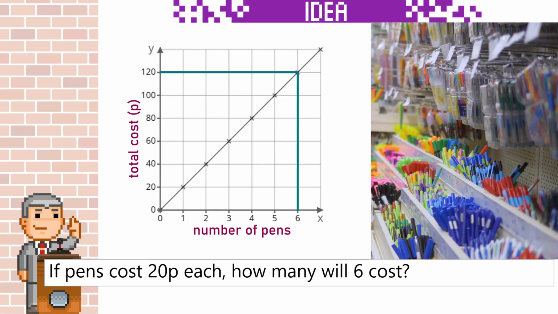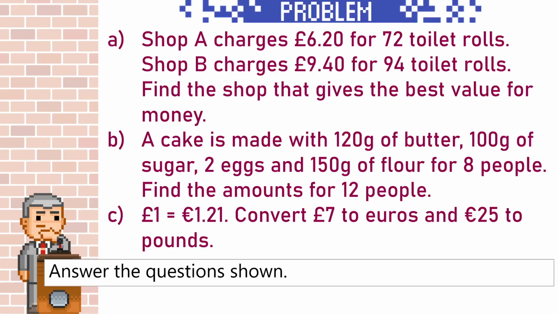A straight graph that goes through the origin, 0, 0, is called a direct proportion graph. The number of pens and the total cost are in direct proportion. If the number of pens doubles, the cost will double. As the number of pens halves, the cost will also halve. Let's have a go at these questions.